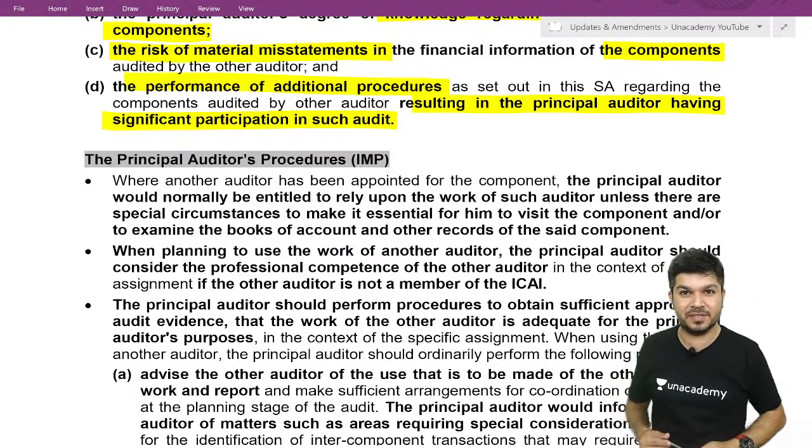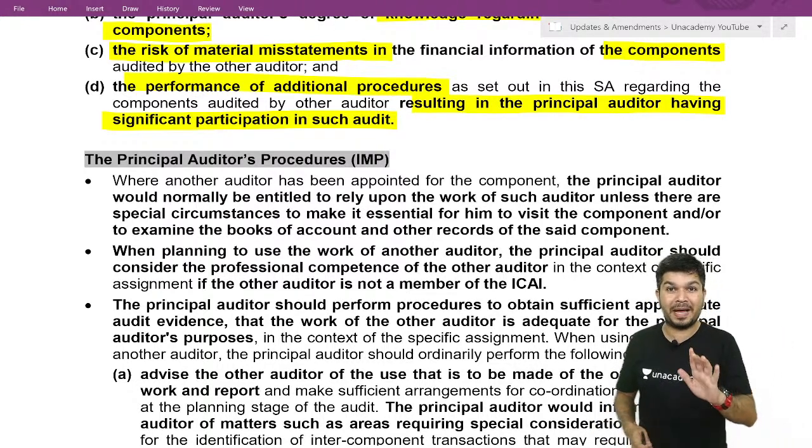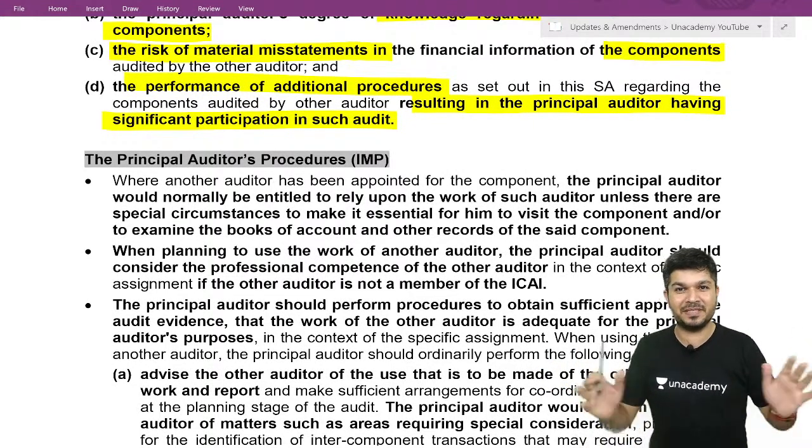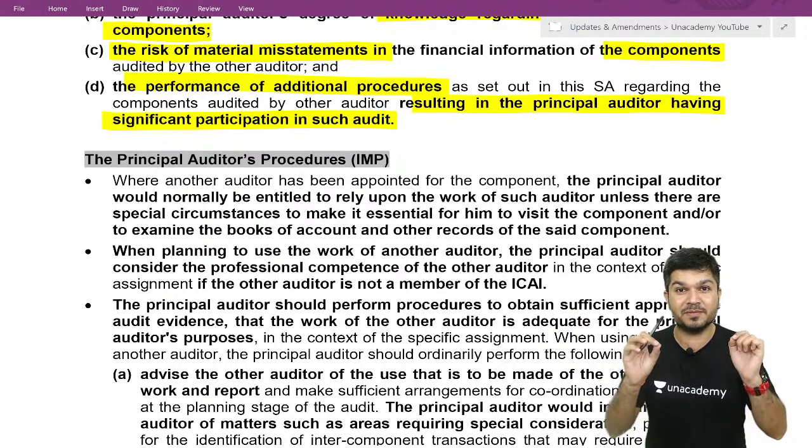Did you understand this? This is something new. Probably you would not find it in any other materials. If you open any material, some reference book also, probably this point will not be there. This was asked in the May 21 examination.